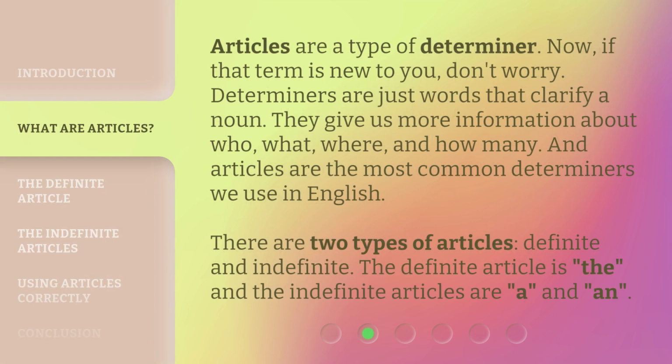Articles are a type of determiner. Now, if that term is new to you, don't worry. Determiners are just words that clarify a noun. They give us more information about who, what, where, and how many. And articles are the most common determiners we use in English. There are two types of articles: definite and indefinite. The definite article is the, and the indefinite articles are a and an.